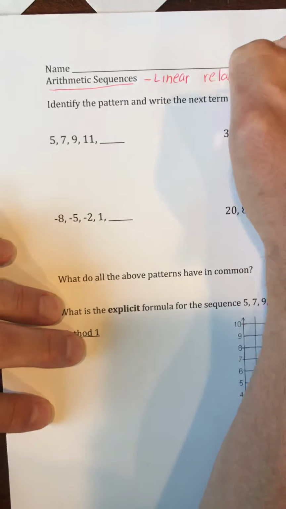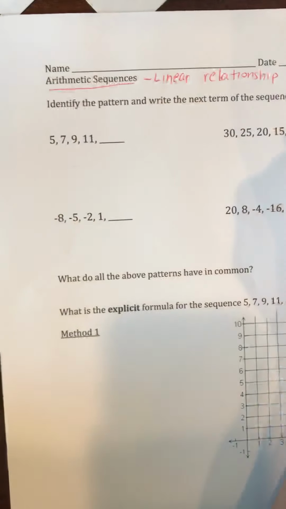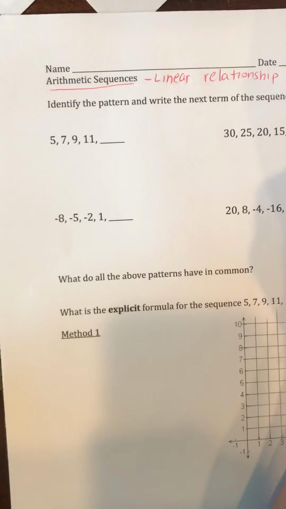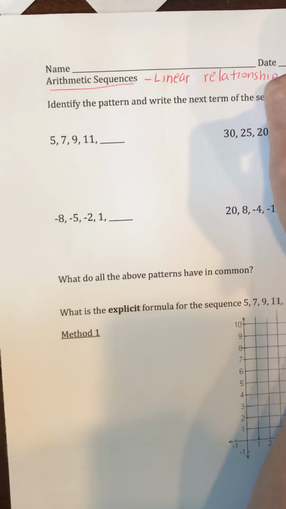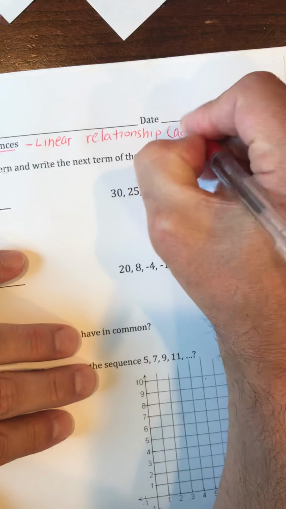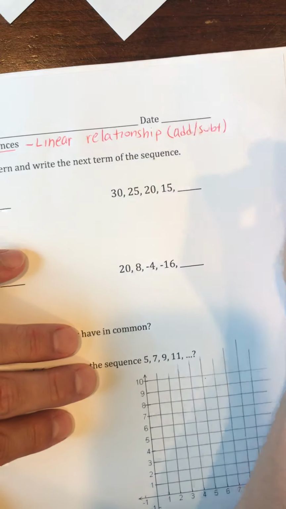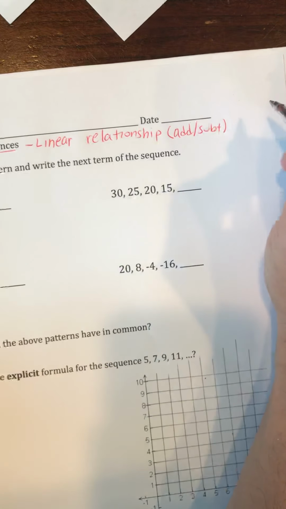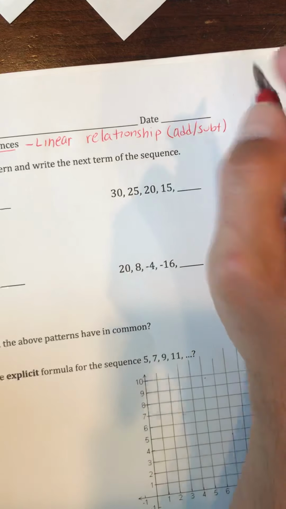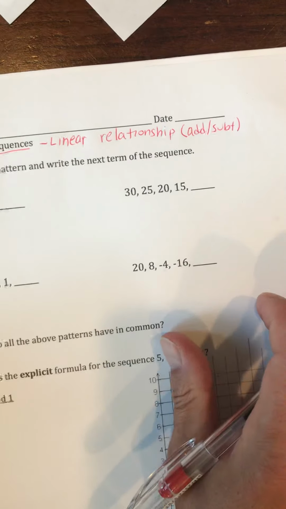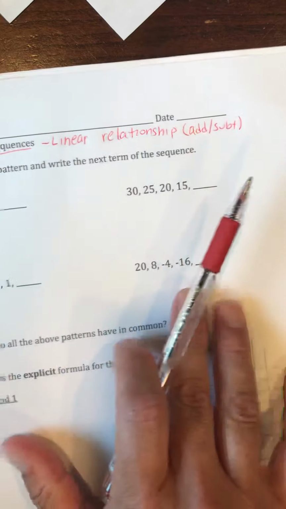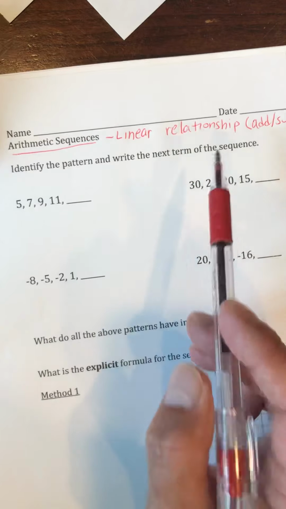After we do this, we're going to look at something called a geometric sequence, and that's more of an exponential relationship. Now remember, when you have a linear relationship, you're going to add or subtract the same value, and that number you add or subtract is your rate or your slope. But we use a different term for that when we talk about sequences. So what we're going to do here is identify the pattern and write the next term.